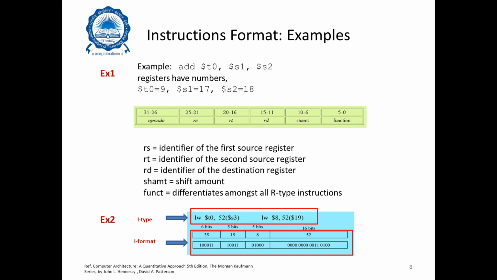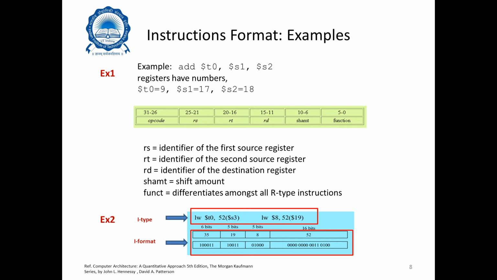So for example, you have an instruction add $t0, $s1, $s2, where the registers have been associated by the compiler: $t0 stands for 9, $s1 stands for register 17, $s2 stands for register 18. So if you want to put this instruction as per the R-type layout of the instruction encoding format, what will it be looking like?